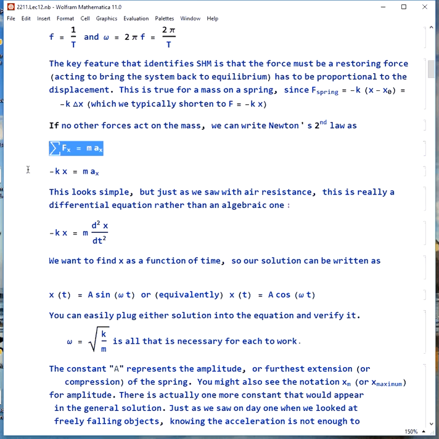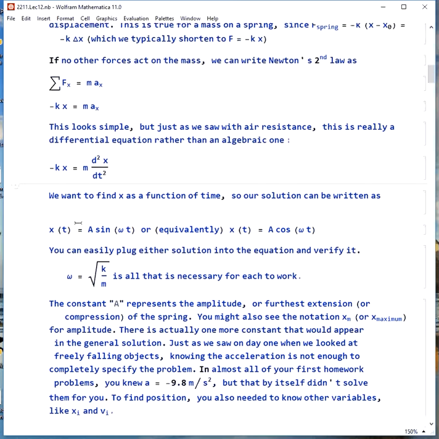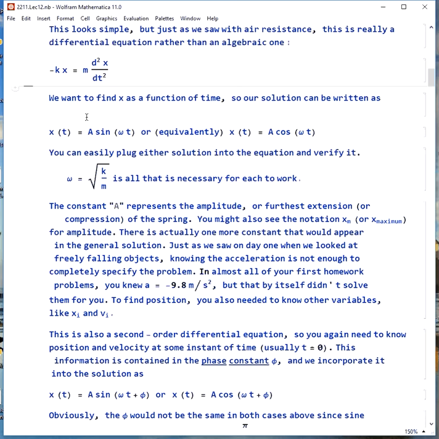And this looks very simple, but if you remember air resistance was the same way, this is a differential equation, not an algebraic equation. a_x is really a function of x. Now, you don't have to be able to solve differential equations because you haven't had that class yet, but you should be able to verify whether something is a solution or not, because that just requires calculus. If I tell you that x as a function of time is A times the sine of omega t, or we could use cosine of omega t, you can verify that that's a solution by plugging it into the left side and right side of this equation.